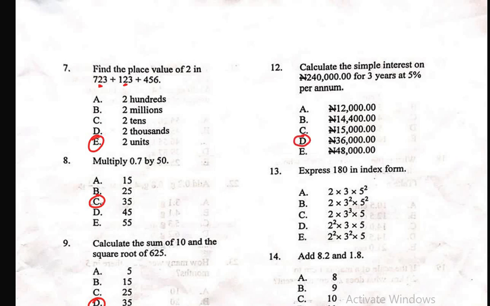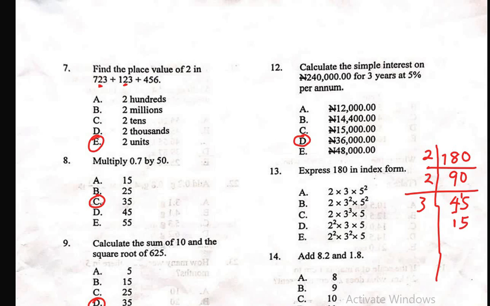For question 13, express 180 in index form. Solve as if you are solving LCM. 180 divided by 2 is 90. 90 divided by 2 is 45. 45 divided by 2 cannot go. So what do we do? We use 3. So I'm going to clean the 2 and then use 3. 45 divided by 3 is 15.